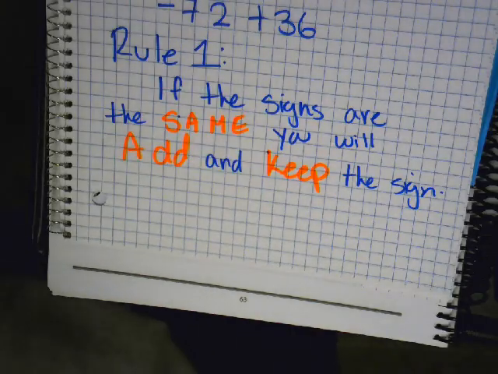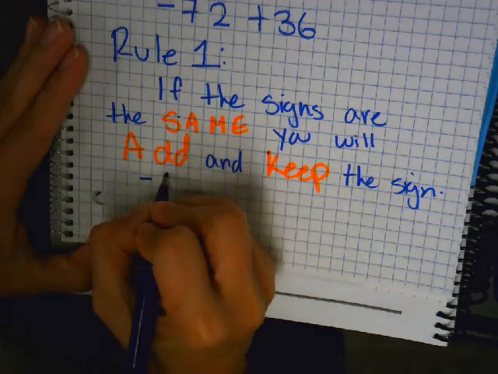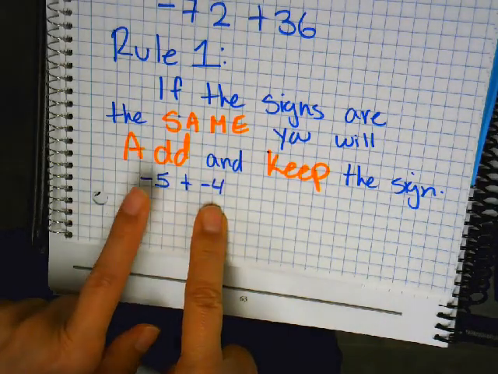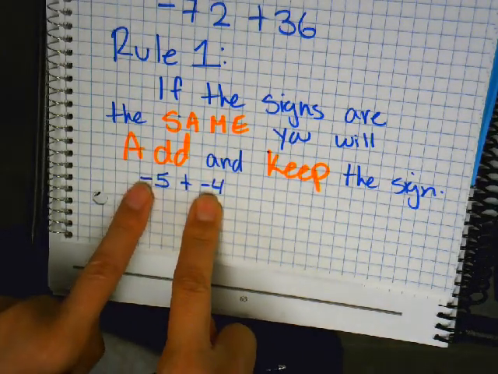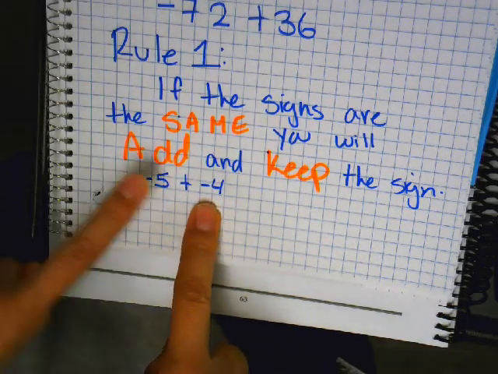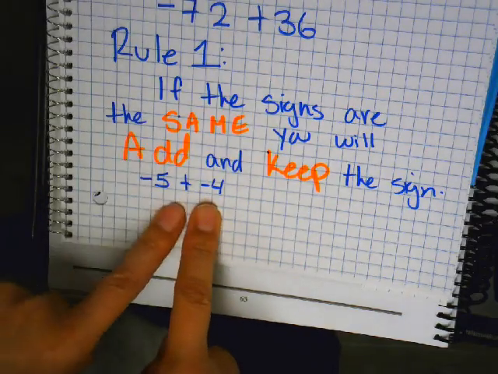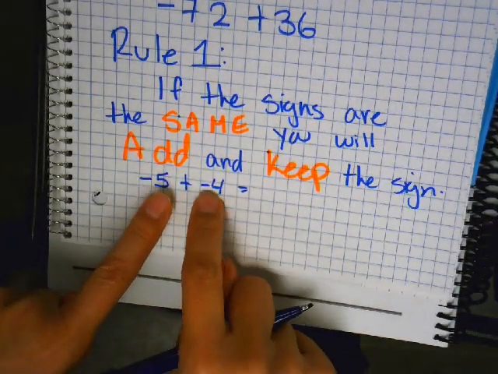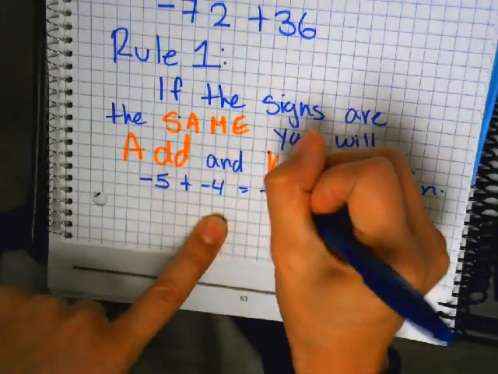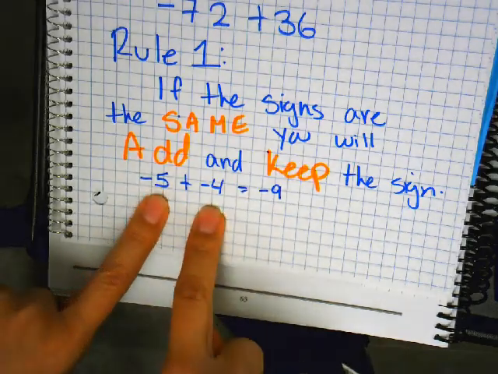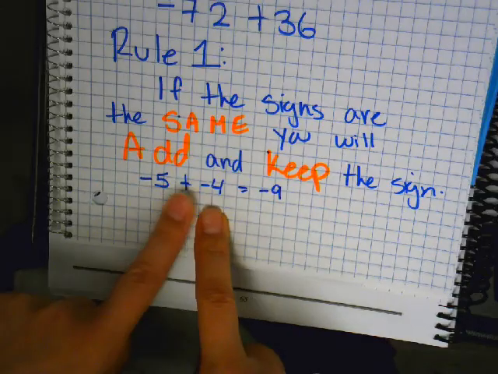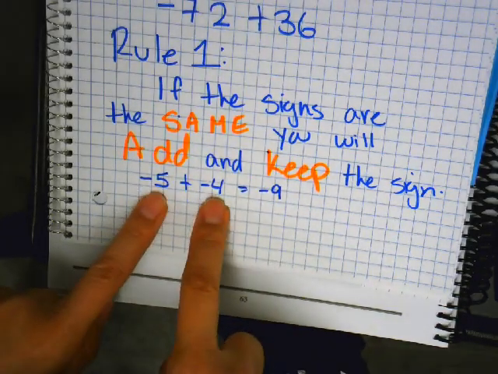For example, this is a negative 5 plus a negative 4. Do you see how they're both negatives? Are they the same signs? By signs, are they negative or positive? They're both negative, so you're going to add and keep the sign. So here I have two negatives. I'm going to add them. What do I get? -9. So we're going to keep it a negative. Kyle, iPad off, because what you told me was not correct. So -5 plus -4 equals -9. They're the same, so you add and keep.